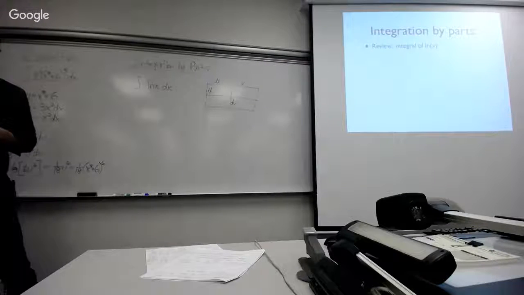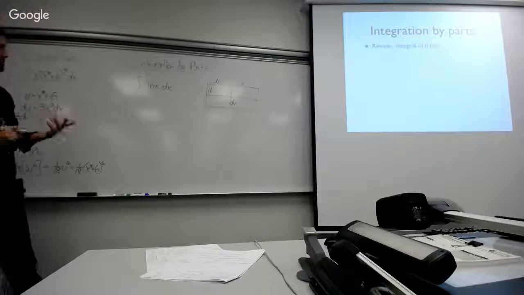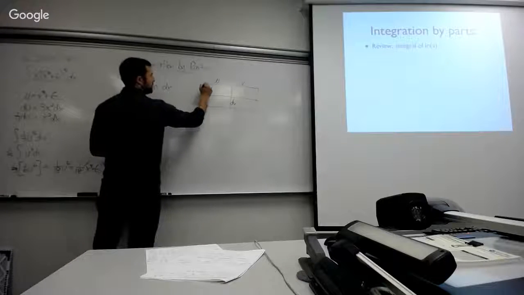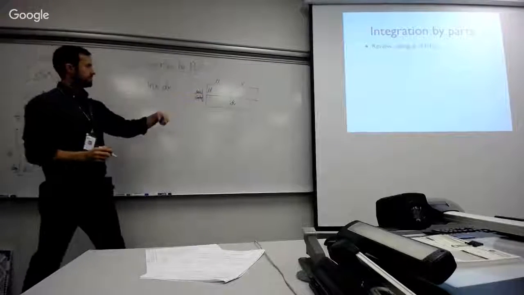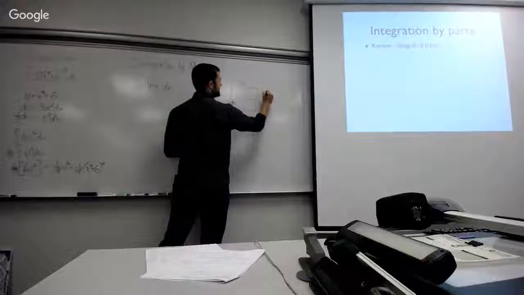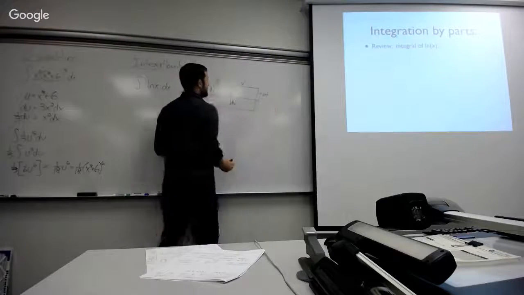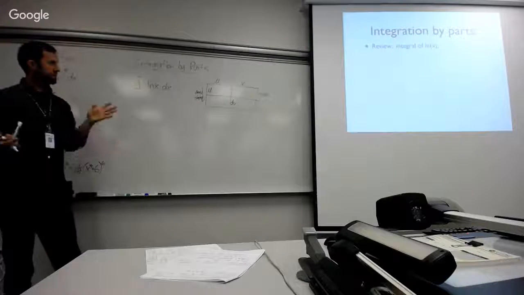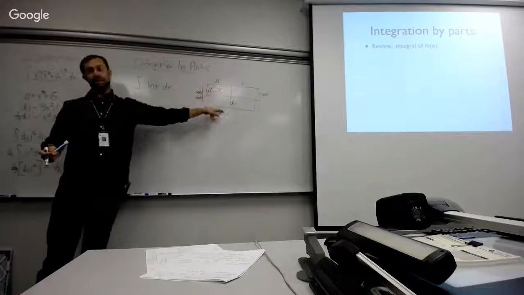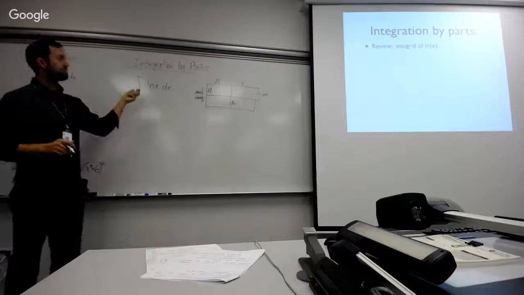Our u term should be something that we will then take the derivative of, and it should become simpler. And our dv term will be something that we're going to take the antiderivative of. And we hope that it's at least not worse. But even if it did get a little worse, that's okay. Our key thing is that the u has to get simpler. So what should our choice of u be?